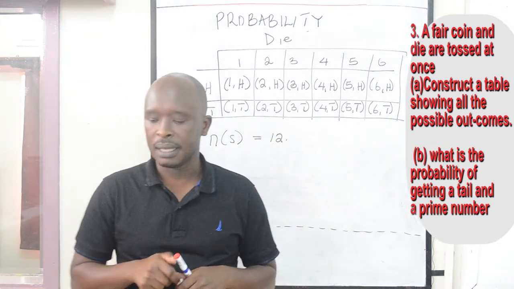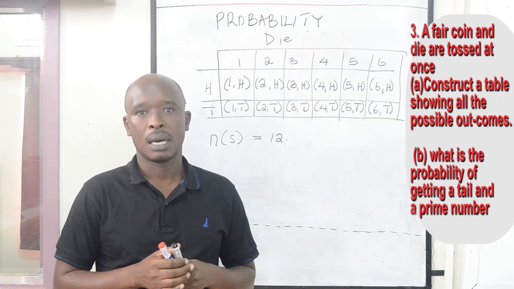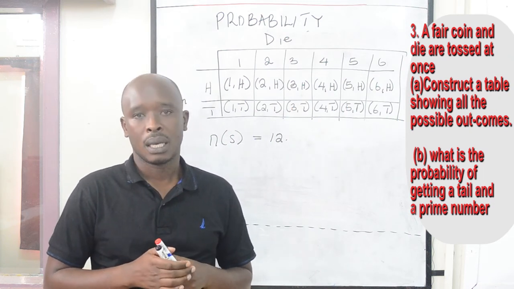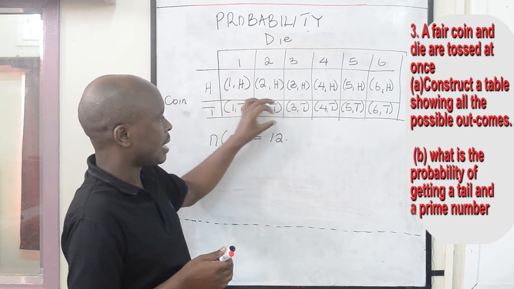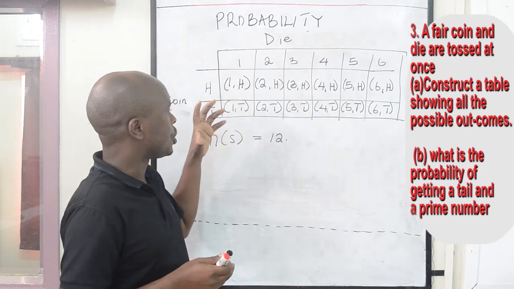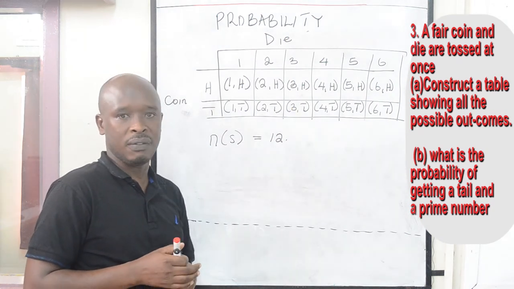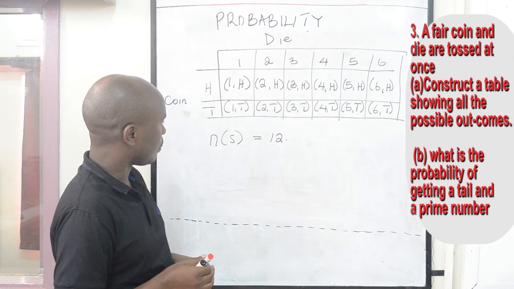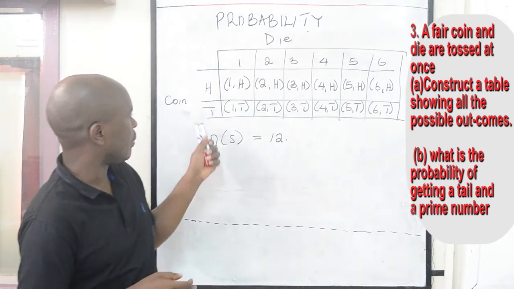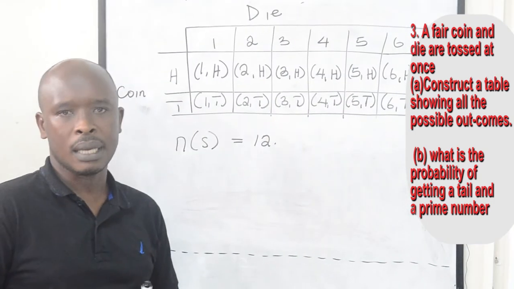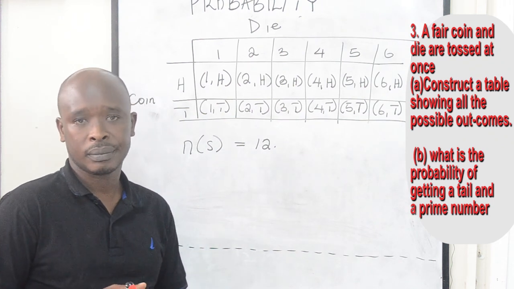Now, in part B, they are asking us to determine the probability of getting a tail and a prime number. When you go back to your sample space, you can focus on the part which has the tail, and then determine which have prime numbers. We know that a prime number is a number that is divisible by 1 and itself. For the outcomes with a tail, we are going to let A be the event of getting a prime number and a tail.